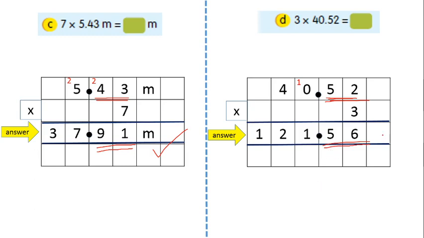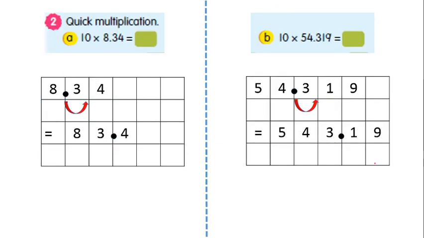Alright. So this one, do you need to put the unit? No, because there is no unit mentioned here. There is no unit in this question. Tak ada unit pun. So don't write any unit. So we have this answer. Okay, for the quick multiplication, 10 times 8.34. So you shift the decimal point to the right 1 time, satu kali, because you are multiplying it with 10. So you will have 83.4.